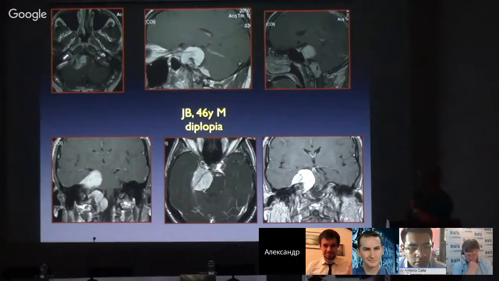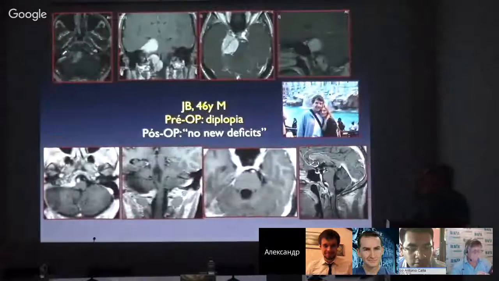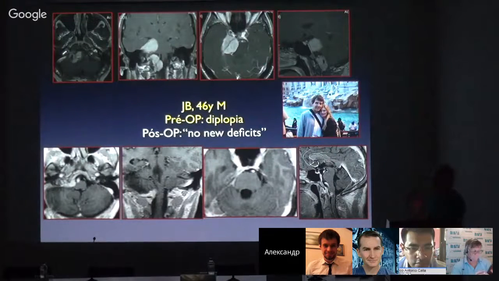Diplopia, 2 tumors. One petroclival, another one foramen magnum. But in this case, it was very interesting because there was invasion of the jugular foramen. If there is invasion of the jugular foramen by meningioma, if there is no plane, I prefer to leave a small piece of tumor here, okay?